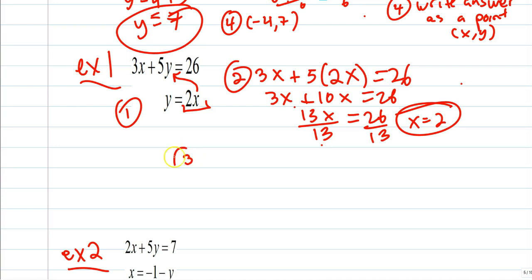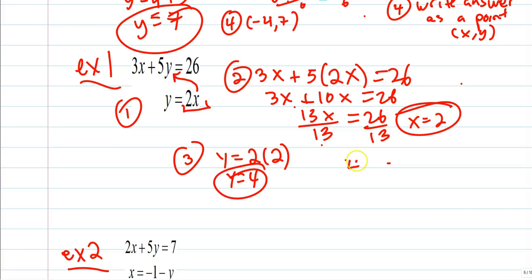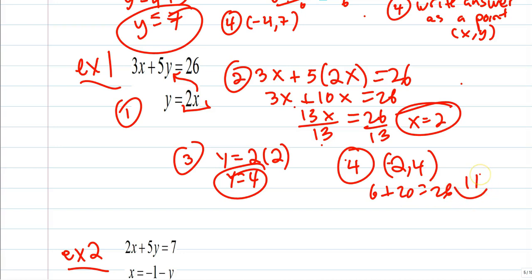You need to, step three, take that 2 and plug it in. Where? It doesn't matter which one. I'm going to choose the bottom one. Why? Because that is a much easier x to plug in for. In place of that x, we put a 2 so that y equals 4. So we're thinking 2, 4. Step 4, let's check that. Our answer should be 2, 4. Don't forget that you can check it. If I just plug it into the beginning, I get 6 plus 20 is 26. And on the other one, I get 4 is equal to 2 times 2 is 4. Okay.